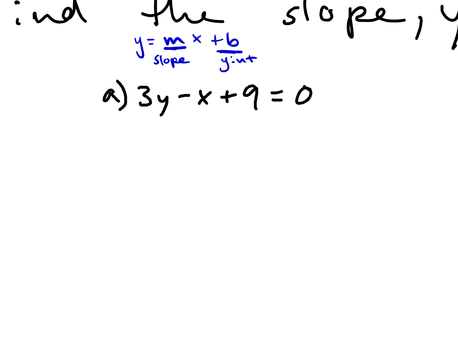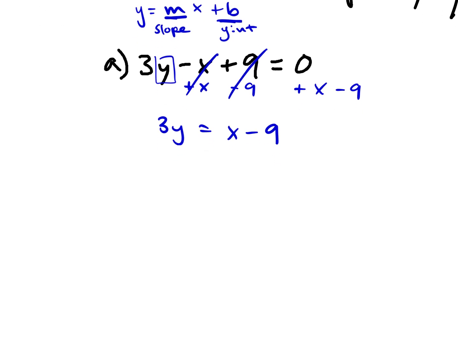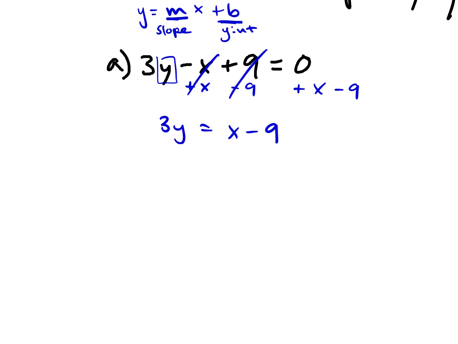So when we rearrange this into y equals mx plus b, we're going to isolate our y. We want to move everything else to the other side. So I'm going to add x to move it to the other side and subtract 9. So 3y is equal to x minus 9. Now we're almost there. We almost got the y all by itself. What would we have to do next? Divide by 3. So y is equal to x over 3, or we could say 1/3 x minus 3.